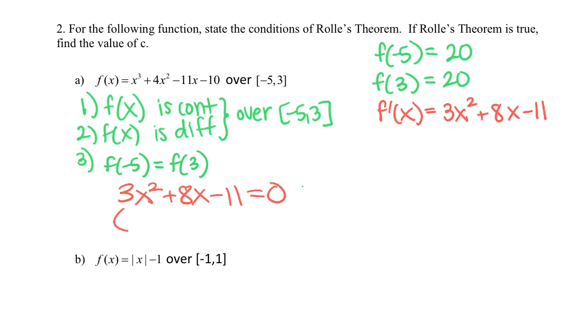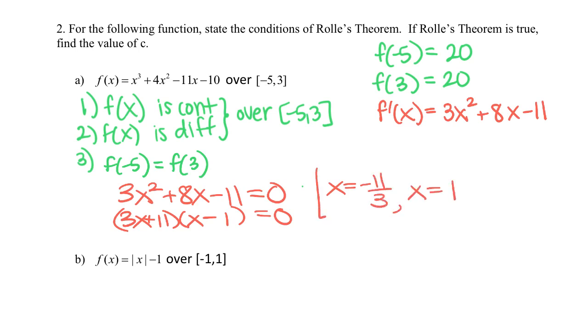And I can go ahead and factor that into, let's see, 3x and x multiplies to 11, so it's going to be 11 and 1. This is going to be positive, negative. So if I solve this, I get the two x values. X is -11/3, and x is 1. I would want to make sure that both of these x values lie within this interval, and they do. So those are both the two values of c where Rolle's theorem applies.